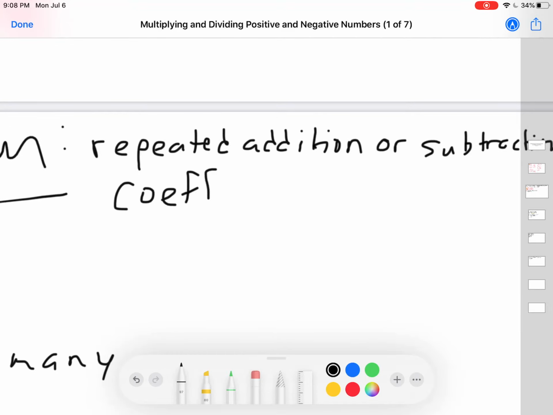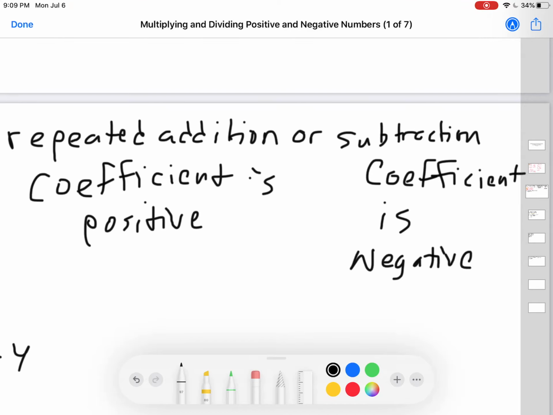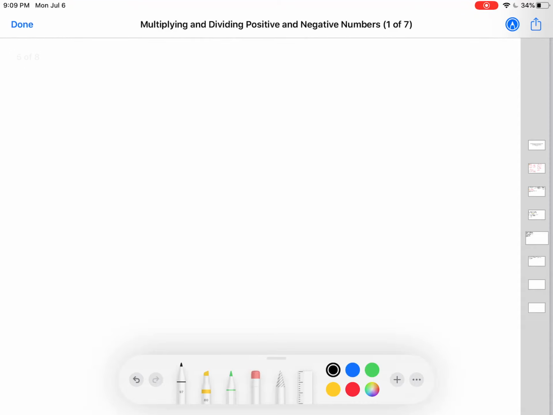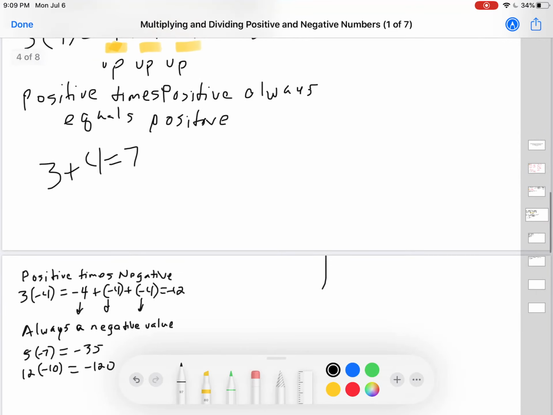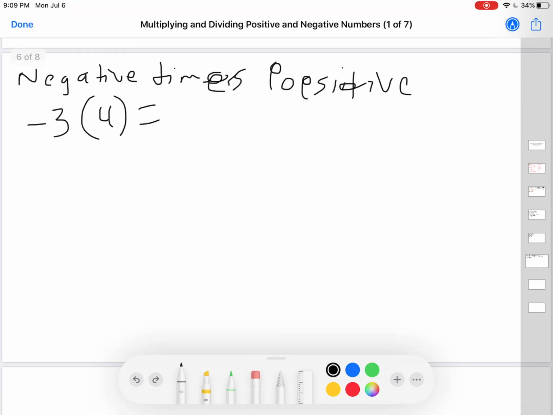It's repeated addition when the coefficient is positive. It is repeated subtraction when the coefficient is negative. Okay, so if we have a negative times a positive, we're not going to add 3 times, we're going to subtract 3 times. So I will put minus, minus, minus. And what number are we subtracting 3 times?